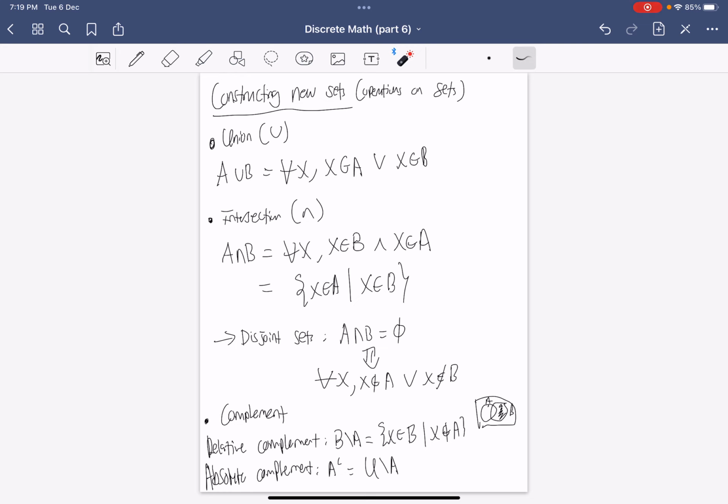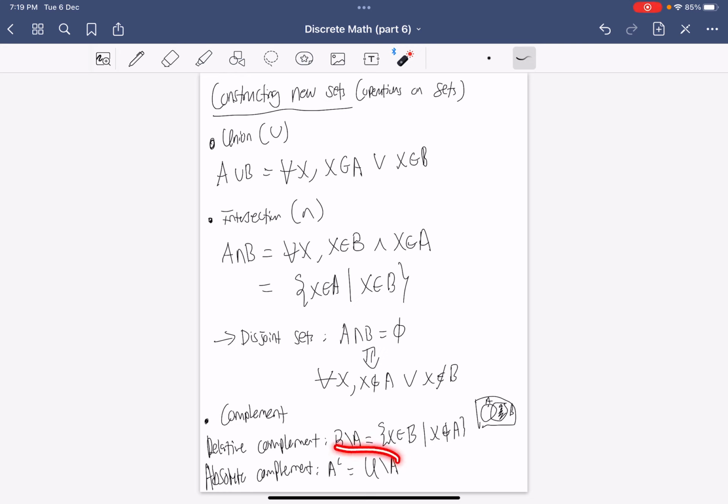So here comes the less straightforward part. It is the absolute complement. The absolute complement deals with the case of just writing A to the power C. In this case, it is just U minus A. This U is the universal set, or I like to better call it the ambient set, as it's less confusing. Because in the next video, we'll show that there is actually no set of all sets, and that's a topic for another time.